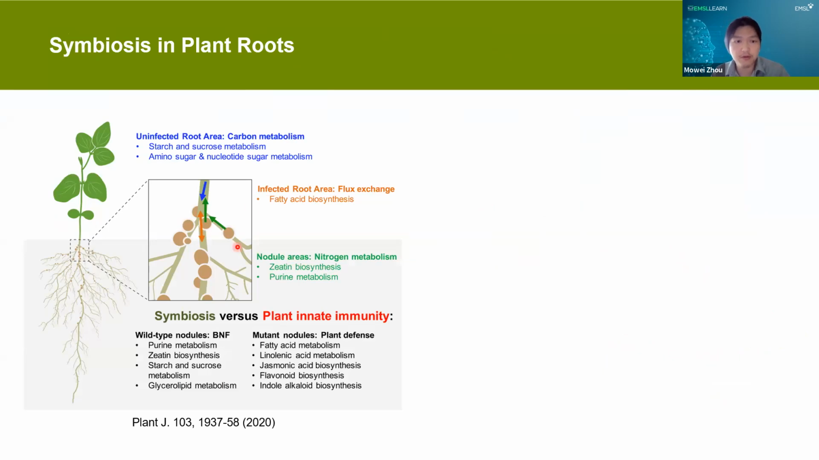Soybean nodules are involved in symbiosis. If you look at the soybean root, there are those nodules, which are actually bacterial infections.